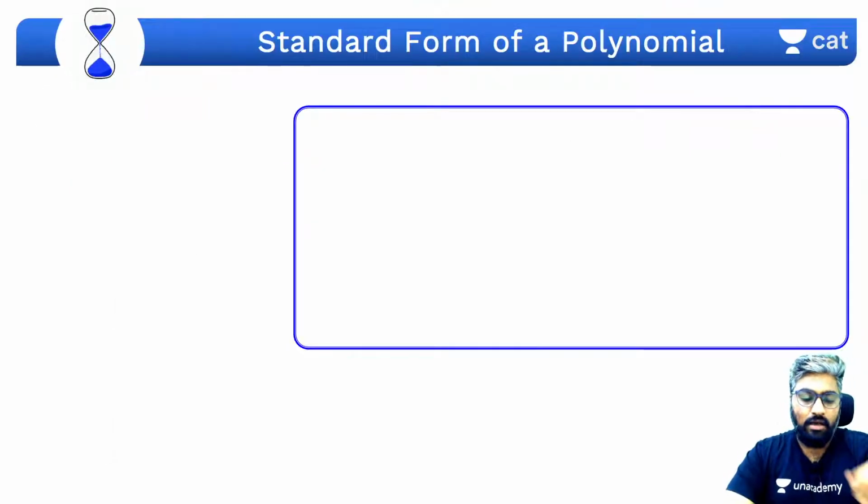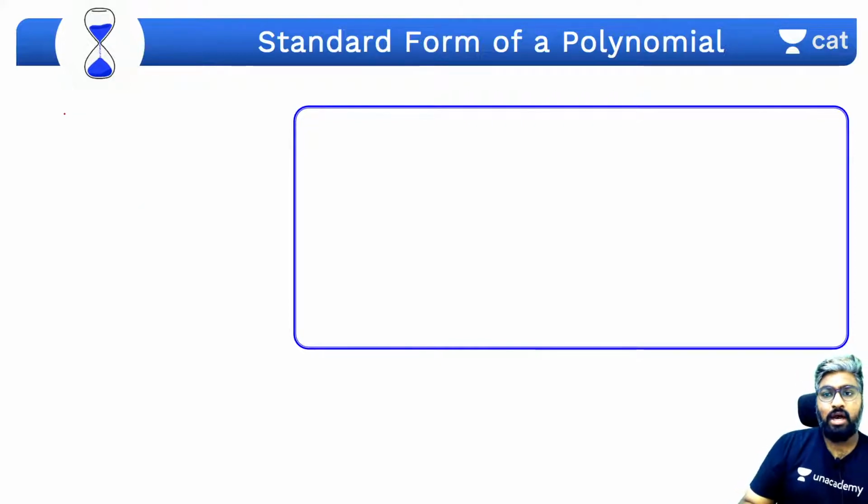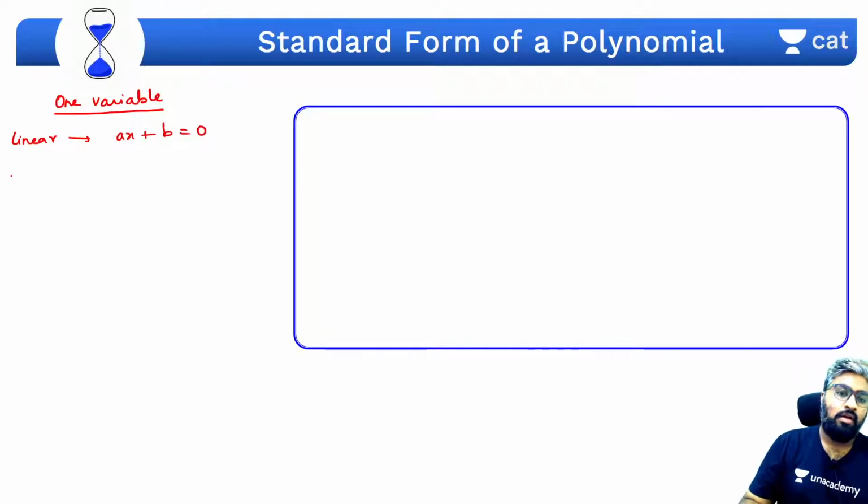So first let's talk about the standard form of any polynomial equation. Under polynomial equations we always talk about only one variable. For a linear equation it is ax plus b equal to 0. For a quadratic equation, what would be the standard form? ax square plus bx plus c equal to 0.